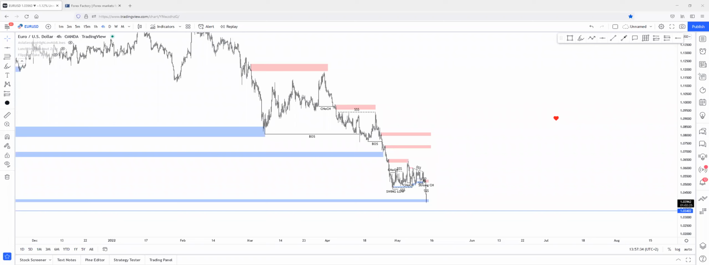Take care, protect your capital. Don't chase longs, don't chase counter trend. Just chill and be patient.